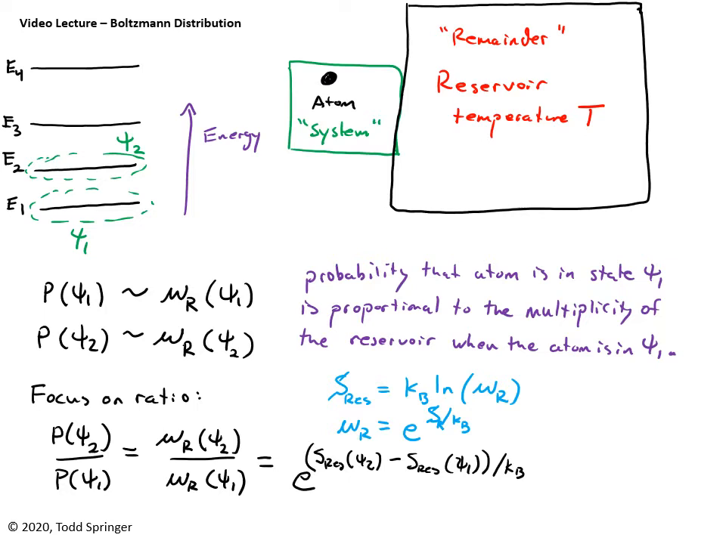Okay, now this is a huge number of atoms, the reservoir. And the system is just one atom. So this is going to be a small difference. Doing something to that one atom is not going to change the reservoir very much. It's going to be a small difference. So let me change that change in entropy to a dS. So e to the dS of the reservoir divided by KB. So it's a small change, infinitesimally small.